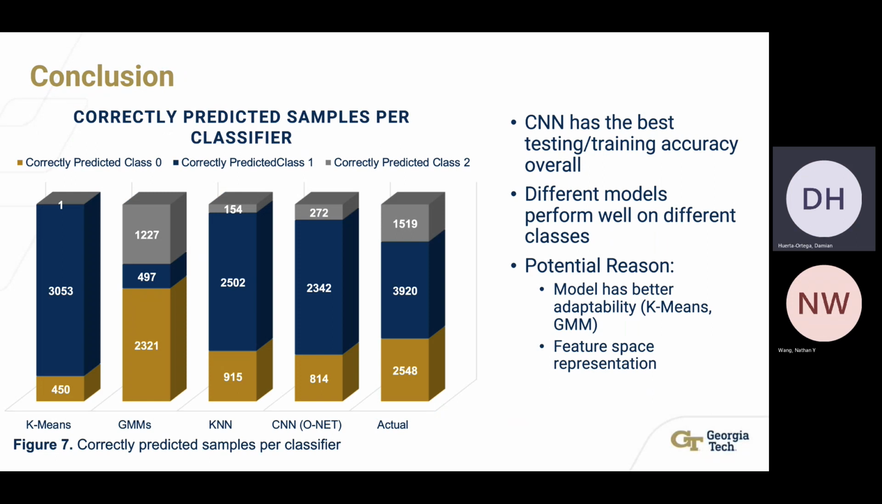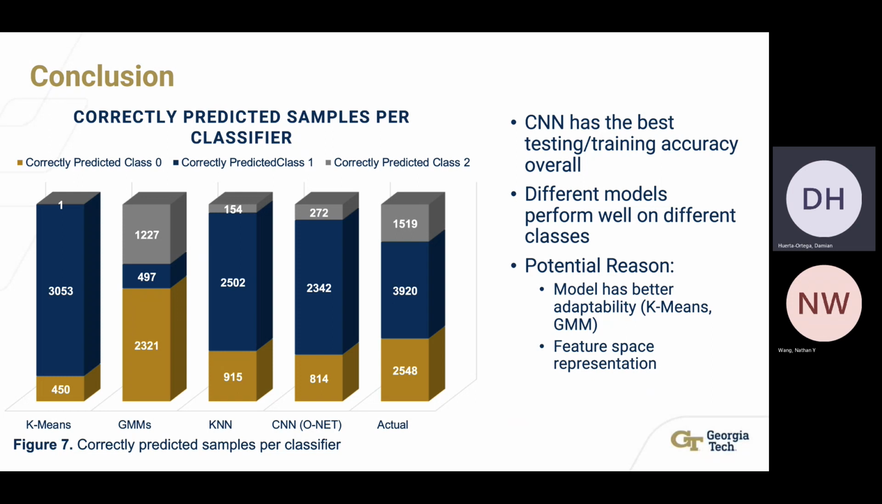Conclusions. This image, Figure 7, shows the correctly predicted samples per classifier. As you can see, different models perform well on different classes. For example, GMM does a pretty good job of classifying class 0 and class 2. That's kind of important because class 2 also has the highest severity for the disease in question. So you can see we predict 1,227 of those samples as class 2. And k-means performs the best in terms of correctly predicting class 1 with the number of samples. And CNN and KNNs are in the middle of those two.